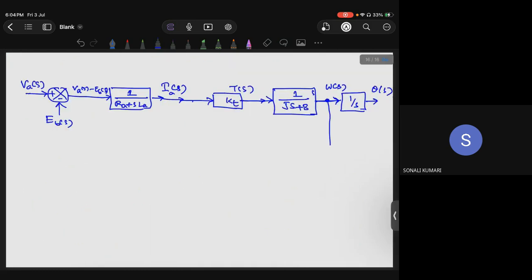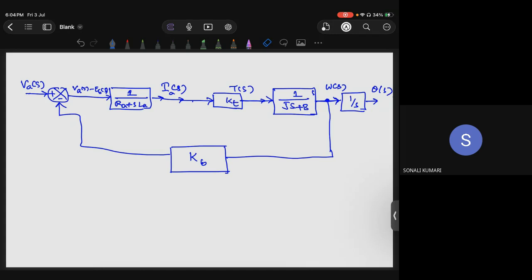Taking from here, this one is KB. So connect here and give this one. So this is your EB. You can see now, you'll get the block diagram structure. Every equation will be satisfied.